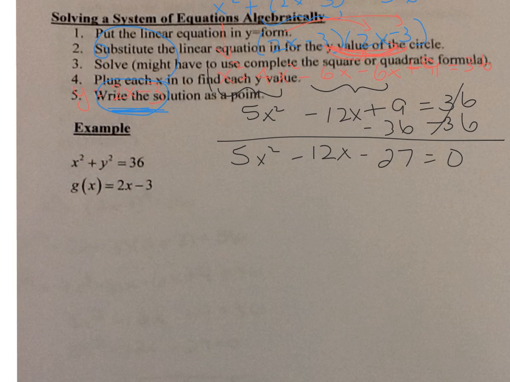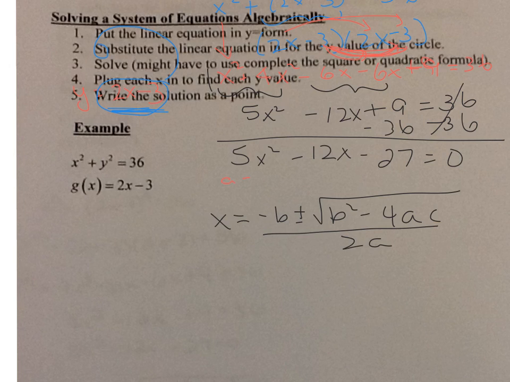All right, so recall the quadratic formula is x equals negative b plus minus the square root of b squared minus 4ac all over 2a. So my a is 5, b is negative 12, and c is negative 27. All right, so I'm going to plug everything in. I have opposite of whatever b is, so that's going to be positive 12, plus minus the square root of negative 12 squared, minus 4 times 5 times negative 27, all over 2 times 5.